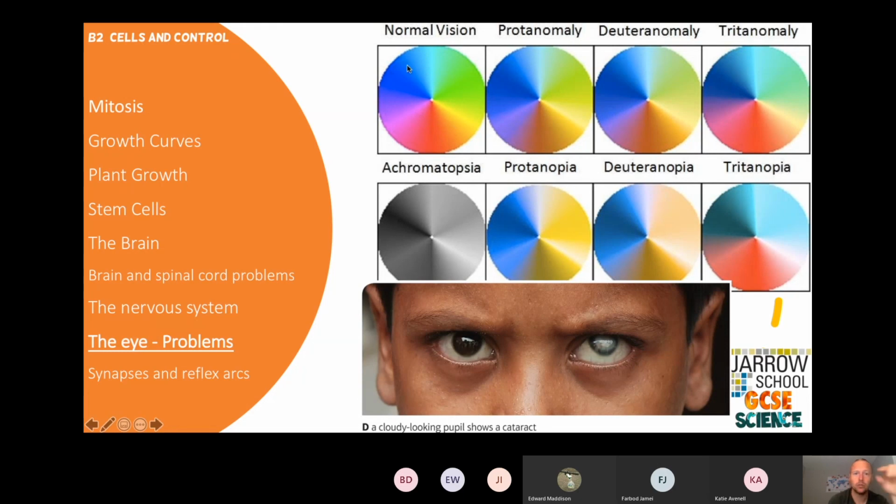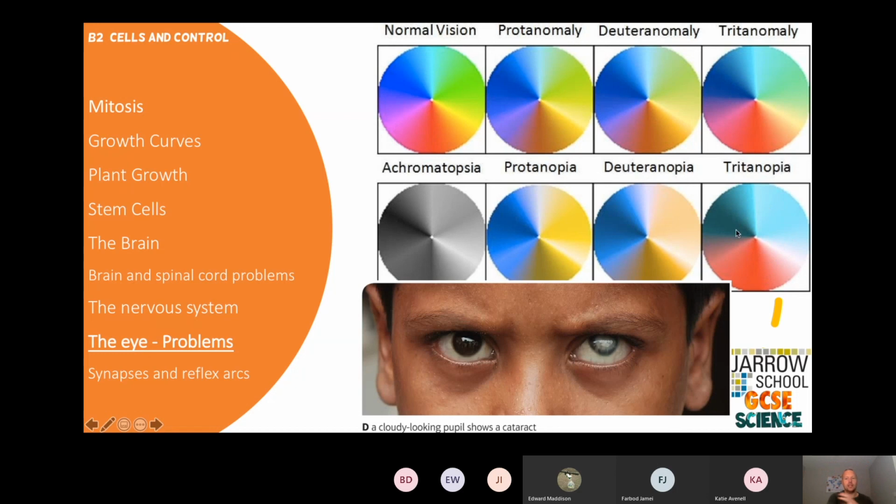So we have 3 color receptors in our retinas if we're healthy. One senses blue, one senses red, one senses green. If your green color receptors are faulty, you can still see blue and you can still see red and you can still see between blue and red, but you can't see green. So you can't tell the difference between blue and green or red and green.